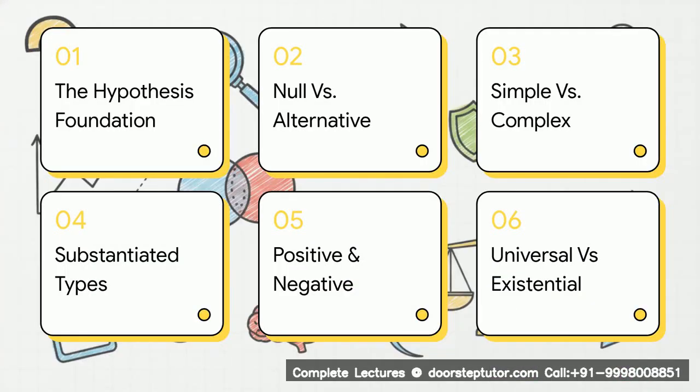Here is our agenda for today's review guide. First, the hypothesis foundation. Second, null versus alternative. Third, simple versus complex. Fourth, substantiated, statistical, and practical. Fifth, positive and negative. And finally, sixth, universal versus existential.